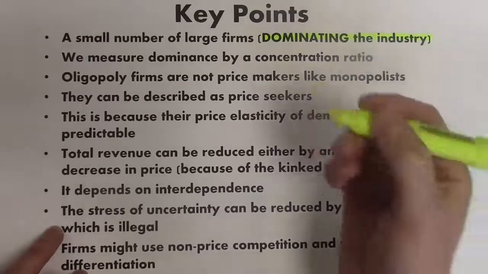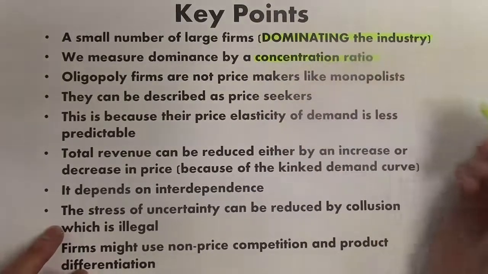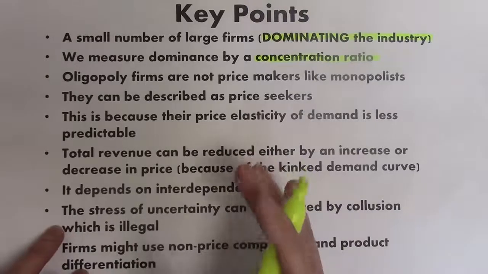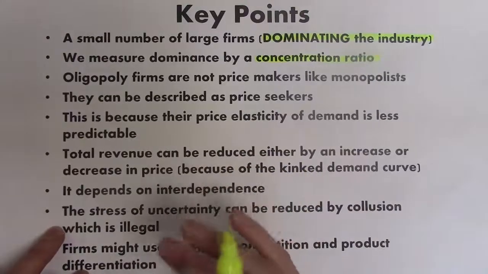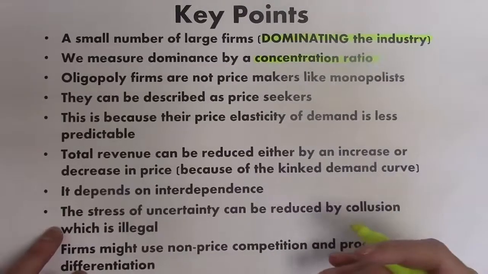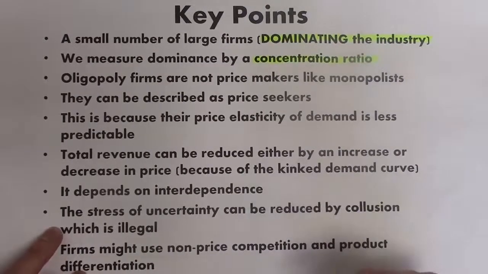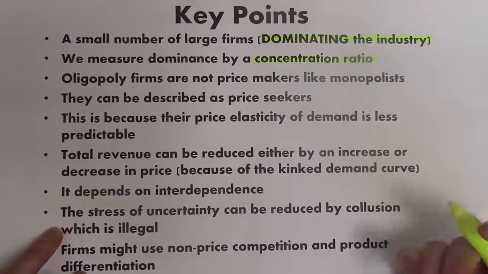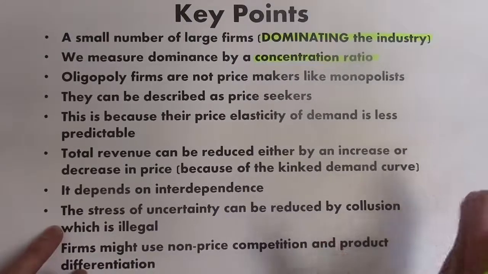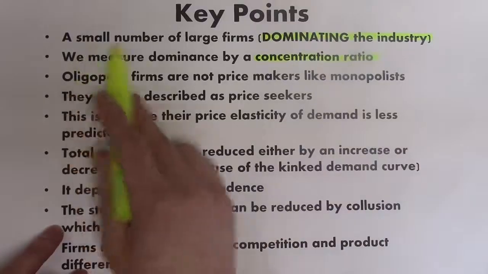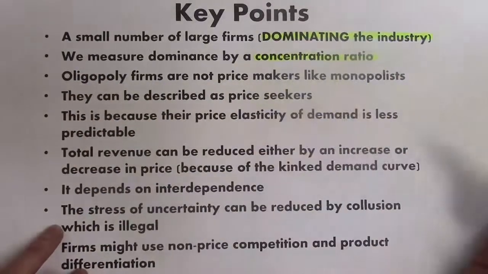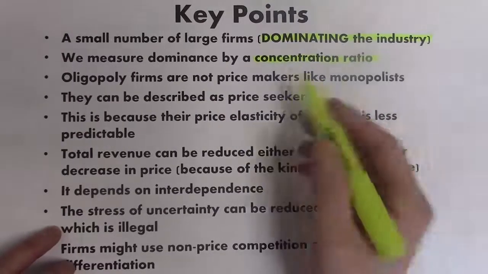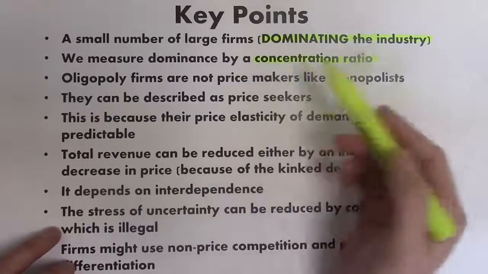We measure dominance by the concentration ratio. Say, for example, the three firm concentration ratio. We add together the market share of the three dominating firms in that industry, the three firms with the largest market share. Let's say the three firms together came to 70%. Well, 70% of that industry is owned by only three firms, a small number of large firms, dominating that industry with that degree of concentration. Always bear that in mind, and using words like dominating and concentration is always very good for analysis.